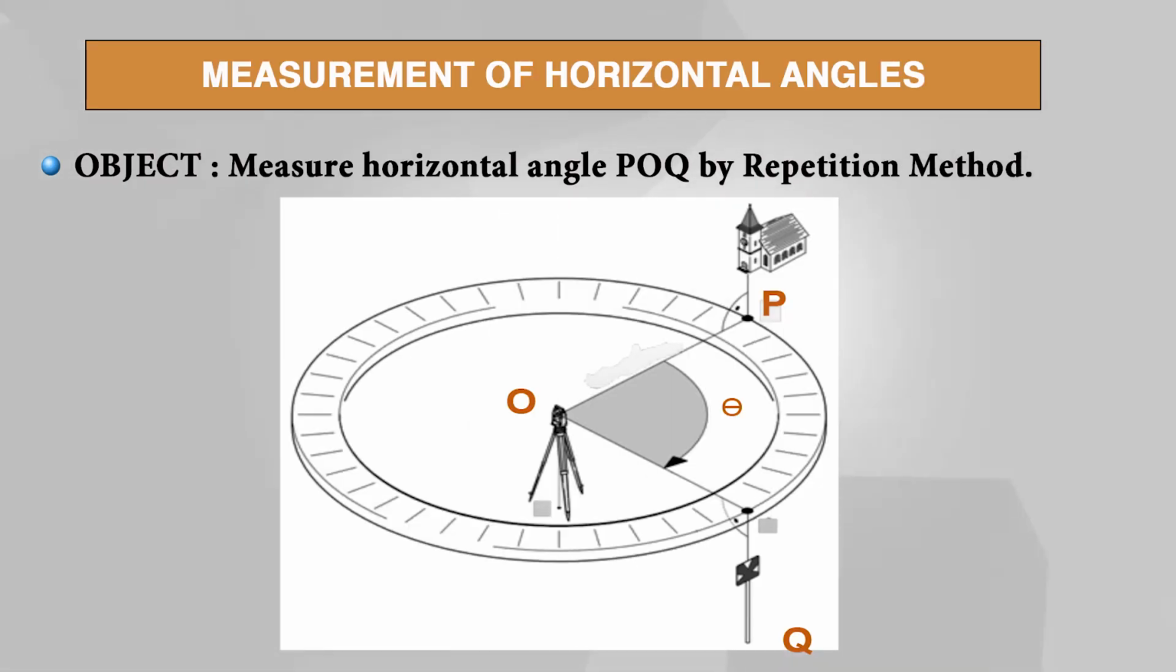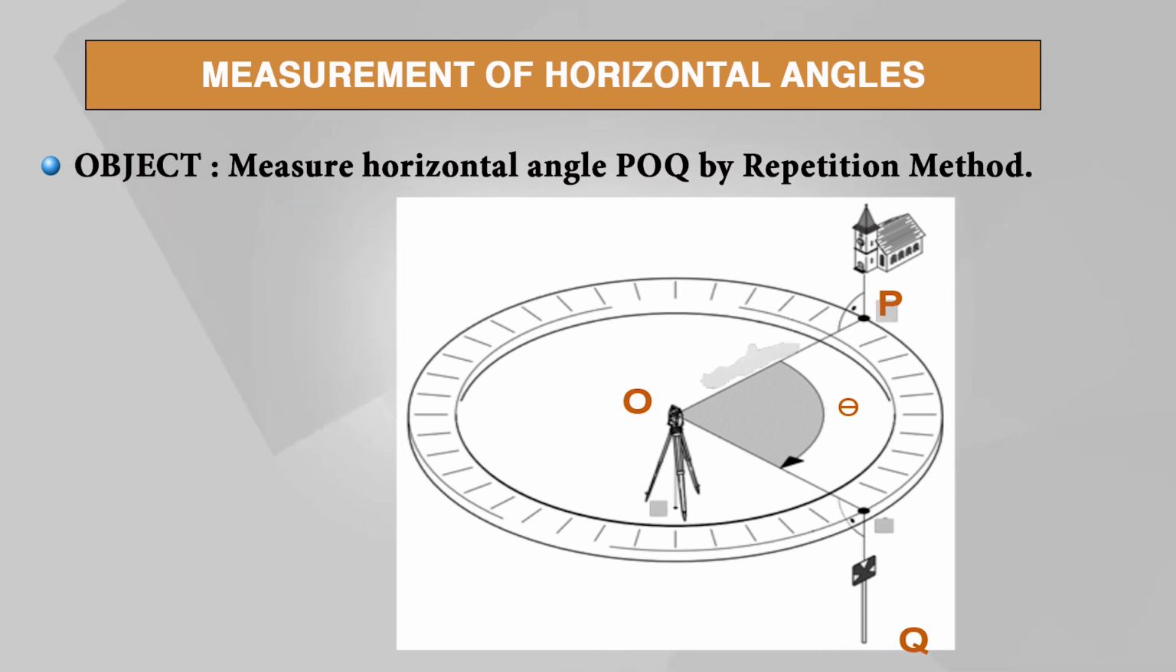So, let us take a case of measurement of horizontal angle between points P, O and Q by repetition method. The theodolite is positioned at point O, and one ranging rod is placed at point P and the other ranging rod is placed at point Q. Now, set up the theodolite at the starting point O. When we say set up the theodolite, it means all the temporary adjustments are to be done and leveling has to be done accurately.